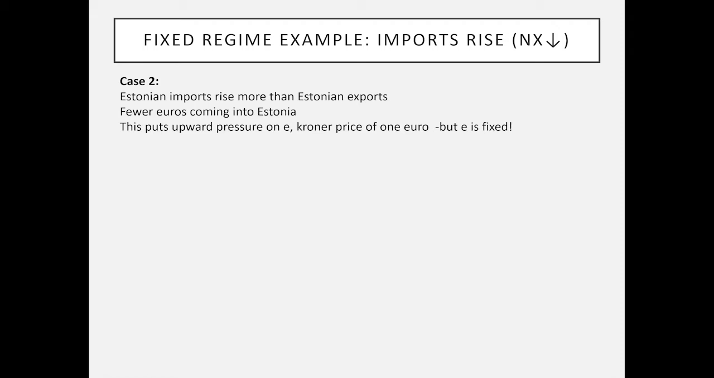Let's consider case two, where, for some reason, Estonia's imports increase more than their exports. So as a result, net exports decrease. In this case, there'd be more goods coming into the country. There'd be financial paper leaving the country, meaning euros would be leaving. Fewer euros would be coming in, or euros would be leaving Estonia. This would put upward pressure on E, the kroner price of €1.